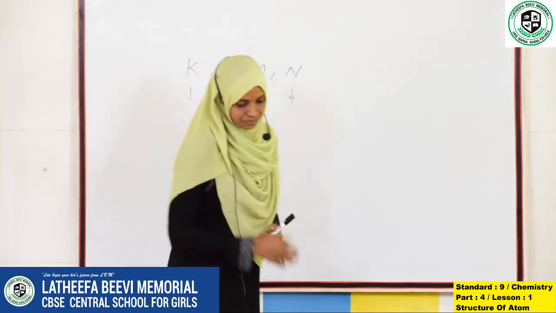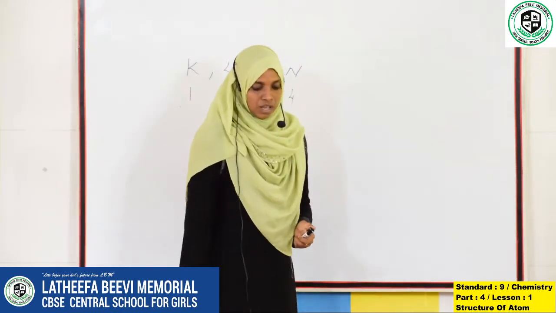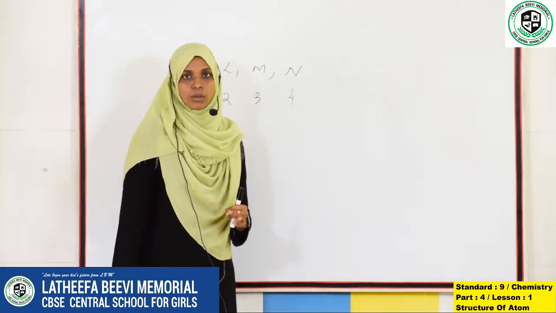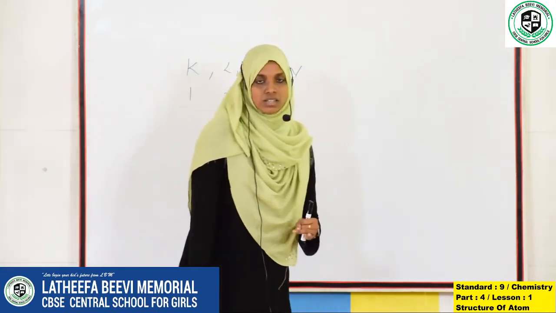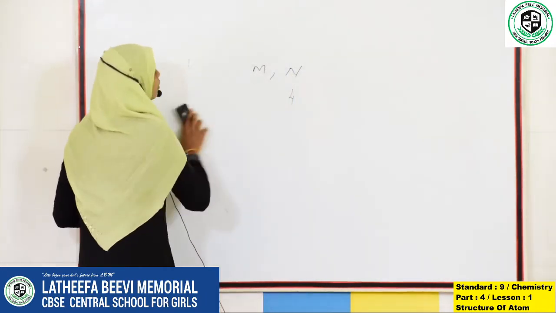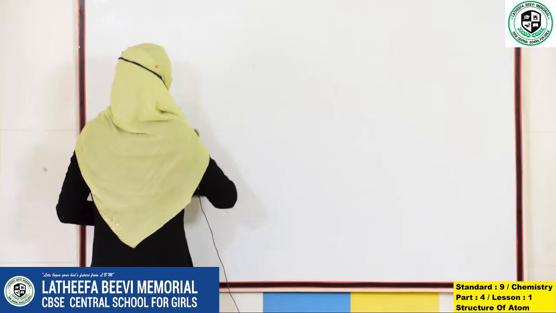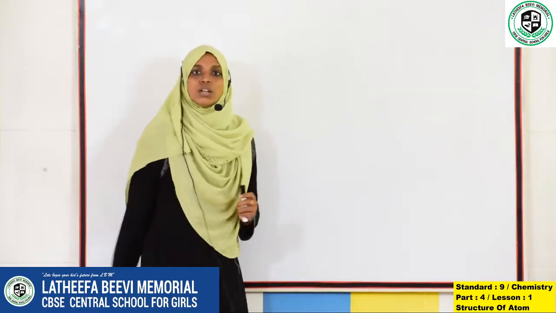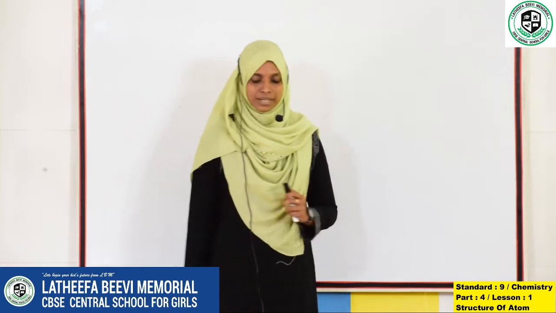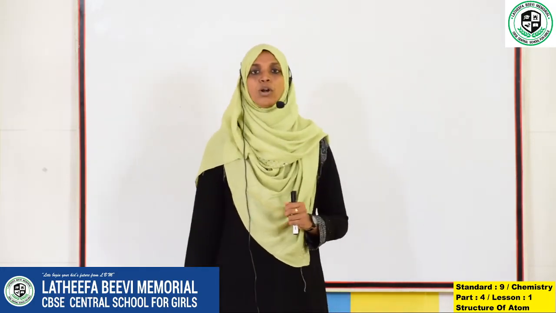In this class we are going to discuss mass number, atomic number, and number of neutrons. So what is atomic number? Have you heard about atomic number? Do you know anything about it? Atomic number is the total number of protons in an atom.